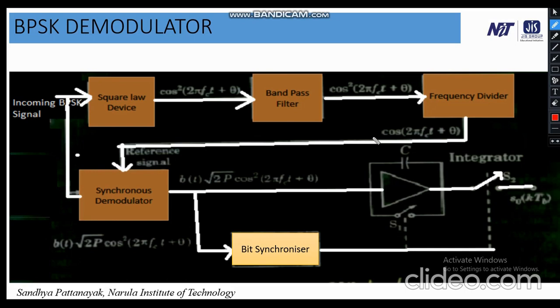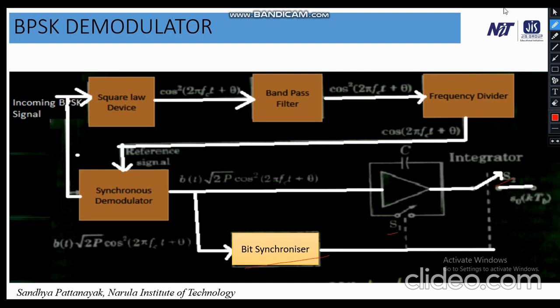If I explain this, you see there's a bit synchronizer here. This bit synchronizer takes care of the start time as well as the end time of the bit, that is the bit duration, TB. So it will assist you to control the switches S1 and S2. This is the switch S1 and this is the switch S2. So how does this take place?